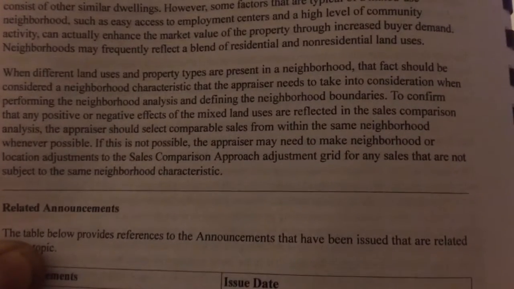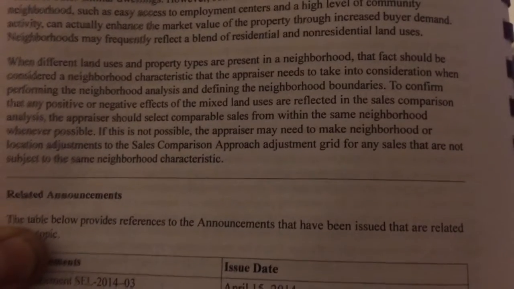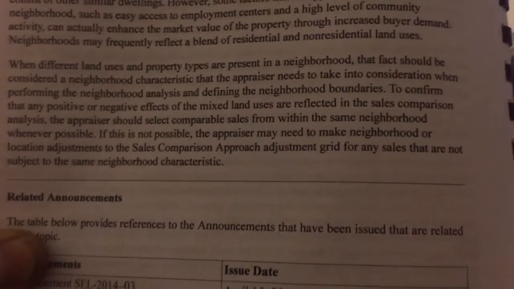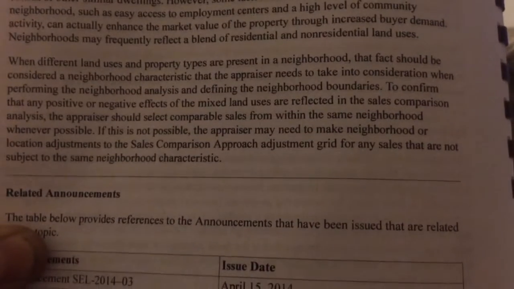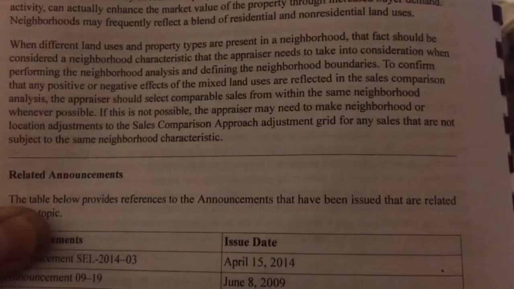If this is not possible, the appraiser may need to make neighborhood or location adjustments to the sales comparison approach adjustment grid for any sales that are not subject to the same neighborhood characteristic.